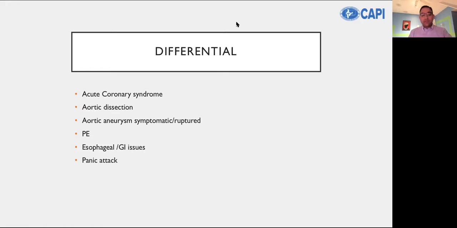Could be a PE as well, though it may not present exactly like this. It could be some GI motility issue also presenting with chest pain, or a panic attack. But the bottom line is, how do we manage this patient while he's in the office or in the community setting? Probably most of the time we will end up calling 911 and getting the patient to the ER.